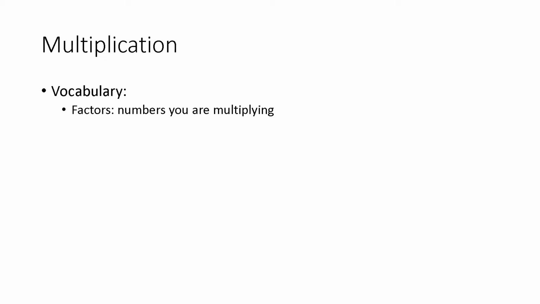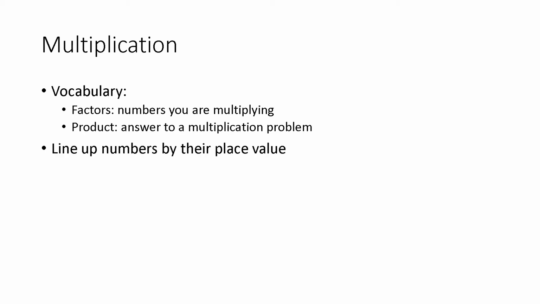The factors are the numbers that you are multiplying together. If I were to ask you, for example, what is 4 times 3? The factors are 4 times 3. Now the answer to what is 4 times 3 is 12, and we call the answer to a multiplication problem the product. So the product of 4 times 3 is 12.